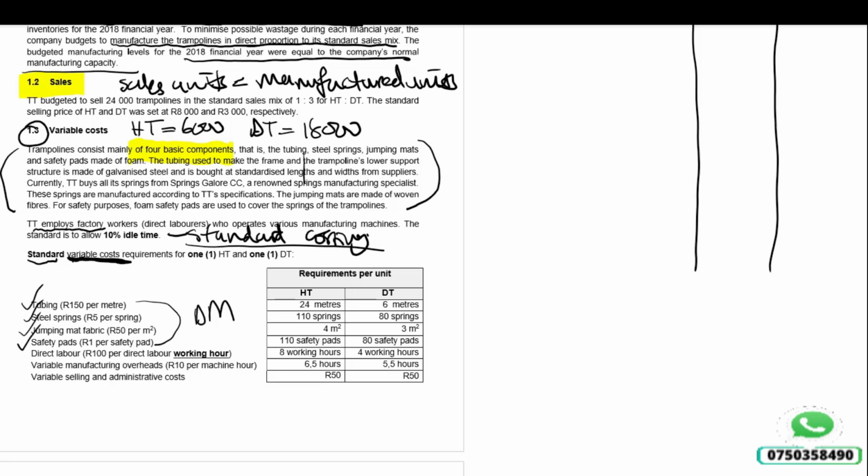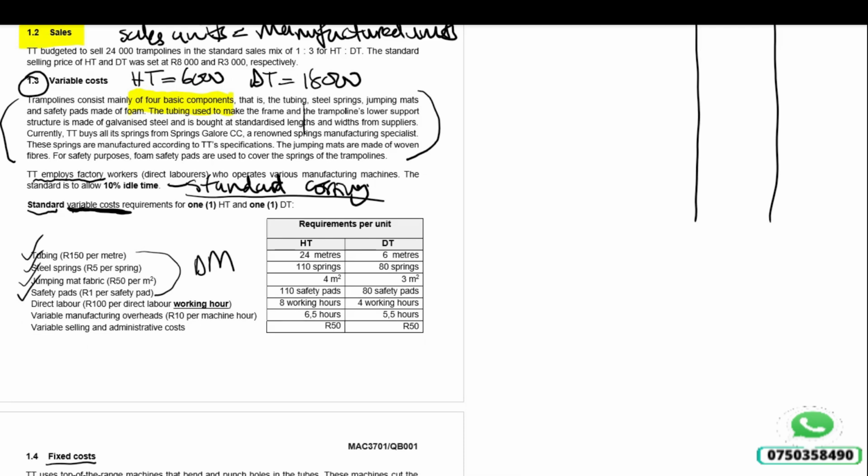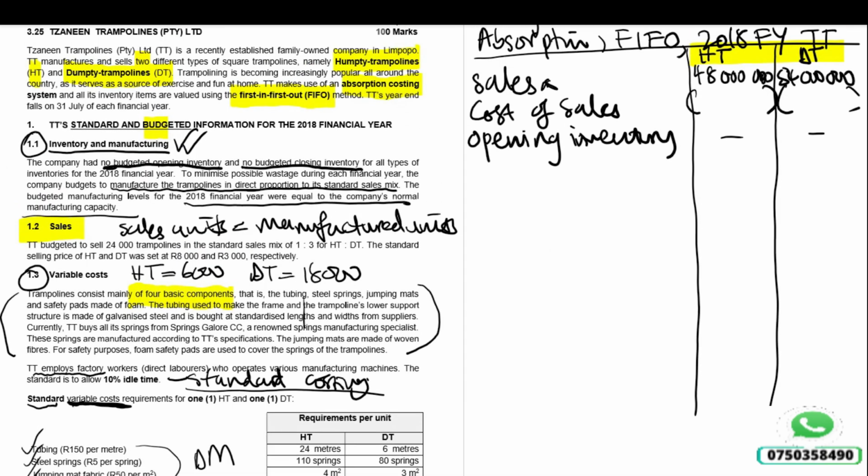So they did not give us the cost per unit, but they gave us the requirements in terms of material, and they also gave us the price of each material per unit. So we need to calculate the cost of HT and DT per unit. It is wise that I start by calculating the variable manufacturing cost of each DT and HT. So here I need my variable manufacturing overheads.